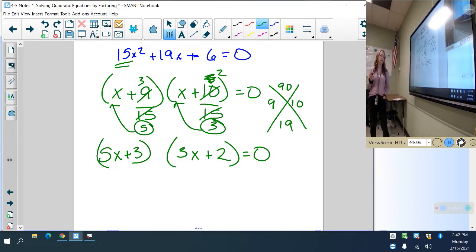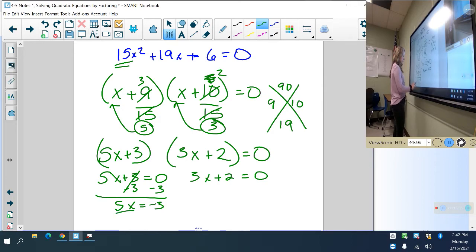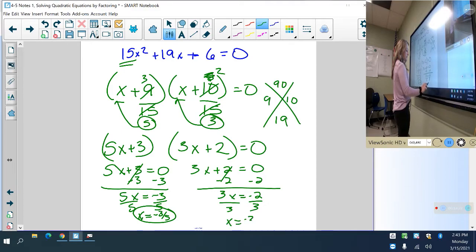Now, I'm finished factoring, so now I have to set each parenthesis equal to 0. So 5x plus 3 equals 0, and 3x plus 2 equals 0. Solve. I'm going to subtract 3, so I have 5x equals negative 3. Divide by 5. x equals negative 3/5. That's the first one. Subtract 2, so 3x equals negative 2. Divide by 3. x equals negative 2/3. Here's my two x-intercepts.